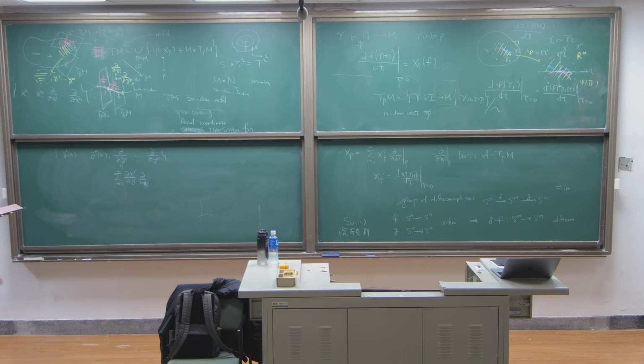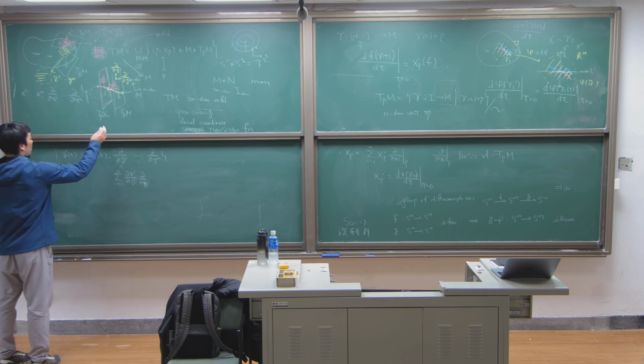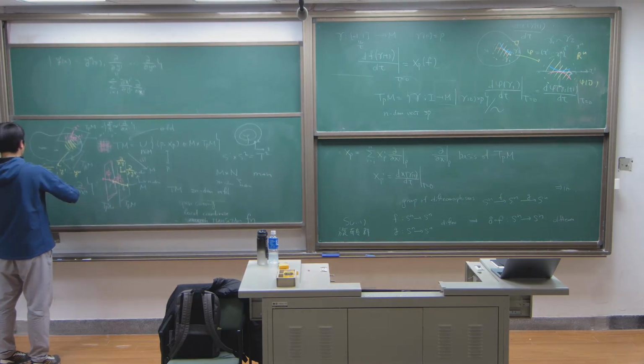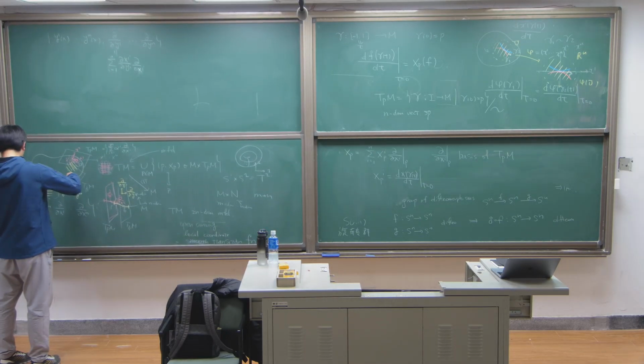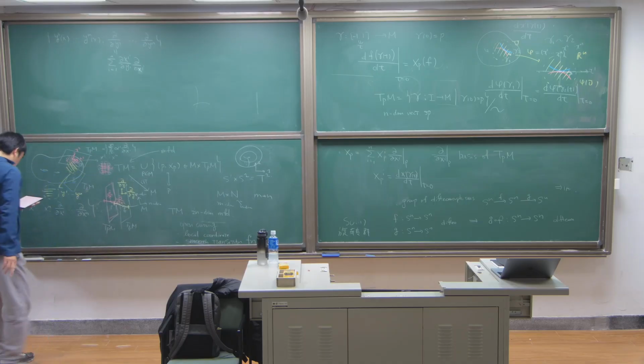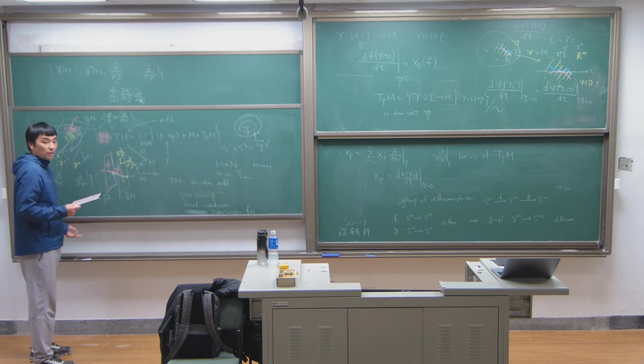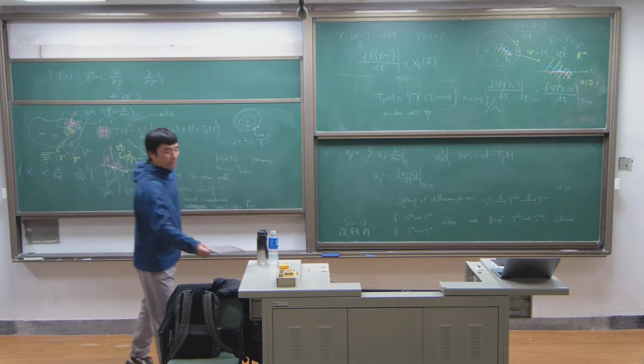Okay, like this. You can just have like this. So this is the transition function from y to x. That's the transition function. Okay. Do you understand what I mean?